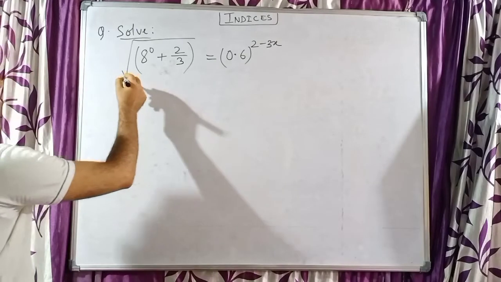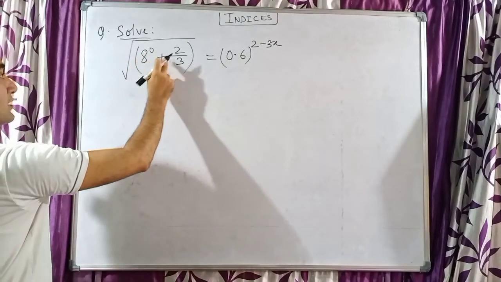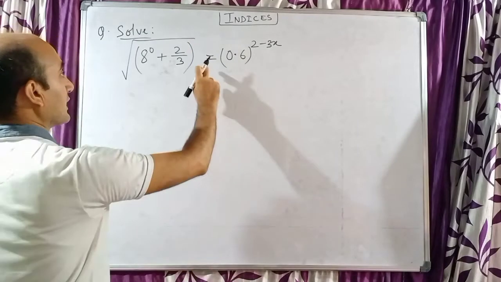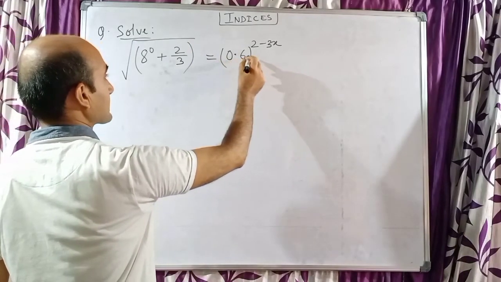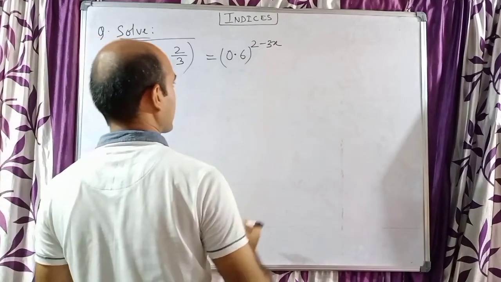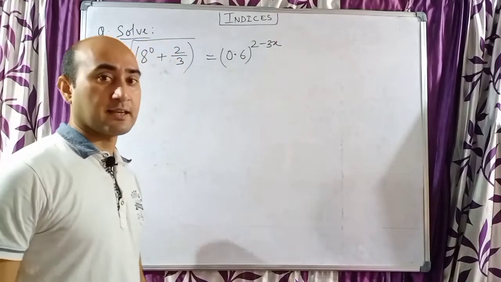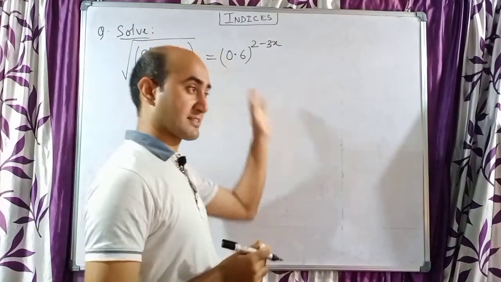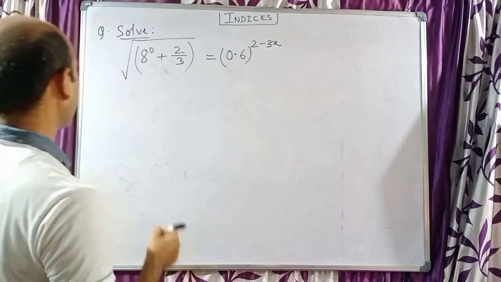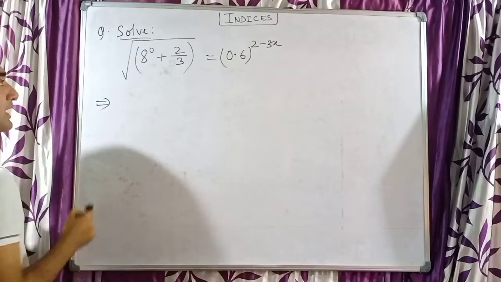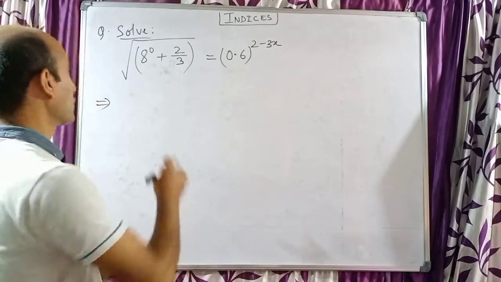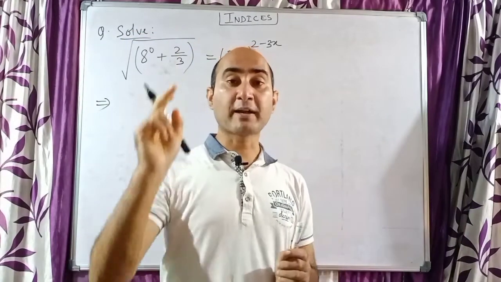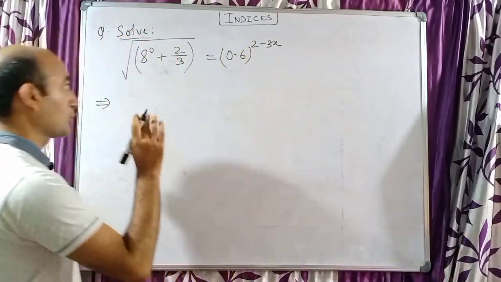Here you can see 8 to the power 0 plus 2 by 3 under root, equal to 0.6 to the power 2 minus 3x. There is a root in the question. Here x is the unknown variable, and you have to find the value of x, that is to solve. Now, I have taught you in my formula list, to remove the root I have to put 1 by 2 in the power, then the root is removed.